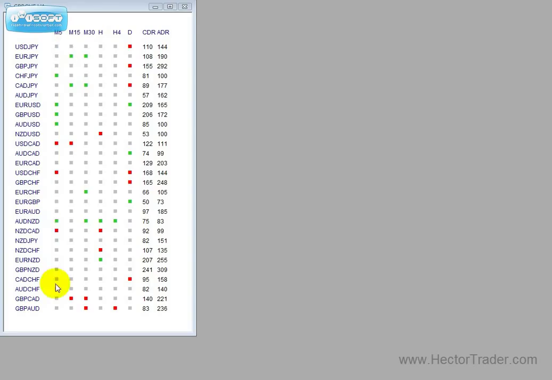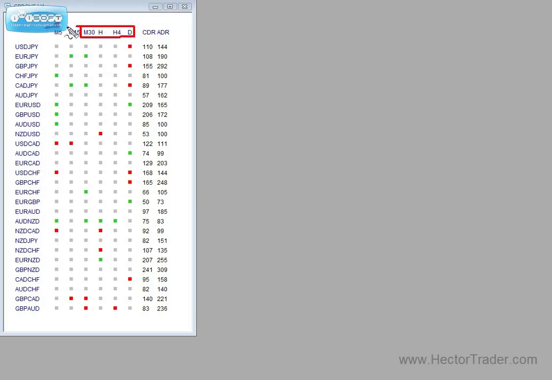I usually don't pay attention to the 5 minutes readings, because I'm not a scalper, to be honest. I don't like to search for trading opportunities in such short time frames. If you are a scalper, you are, of course, very free to search for trading opportunities there. I myself like to focus more on the 30-minute time frame, the hourly, the 4 hours, and sometimes the daily.